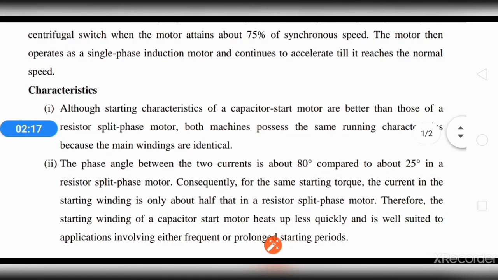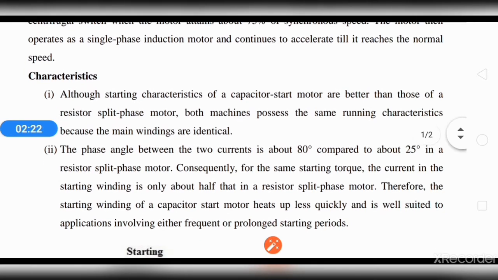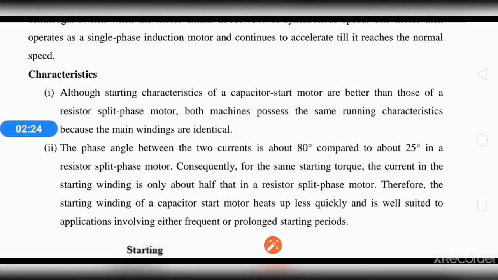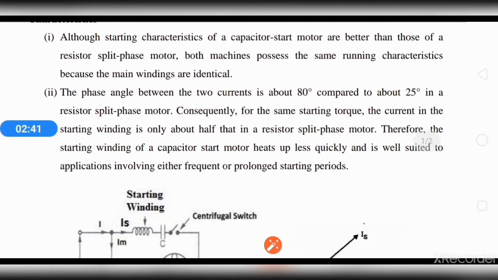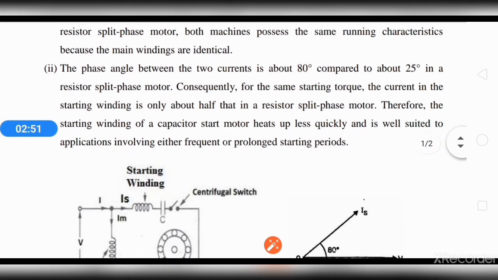Characteristics: the starting characteristics of the capacitor start motor are better than those of the resistor split phase motor. The reason is that the phase difference is nearly 80 degrees, which is why the starting torque is also high. Both machines possess the same running characteristics because the main winding is identical. The phase angle between the two currents is 80 degrees, which is much higher than the 25 degrees of the resistor split phase motor.